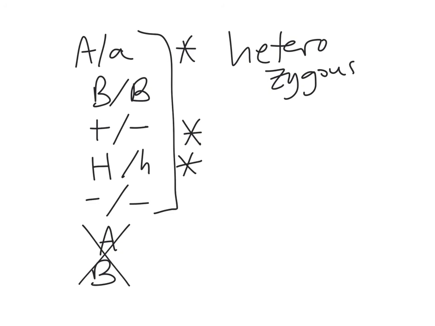If you have 2 same versions, you're homozygote. You make the same zygotes, same gametes. The gametes all have the same haplotypes.